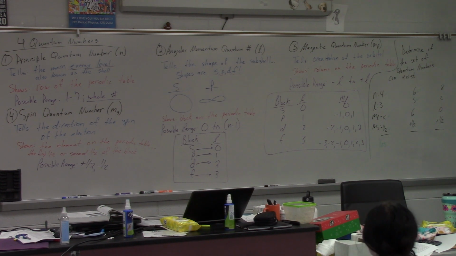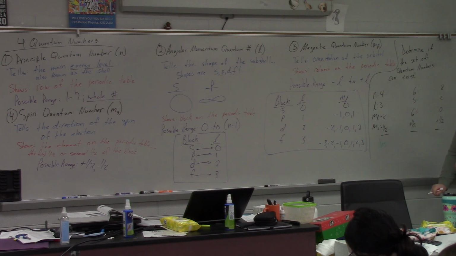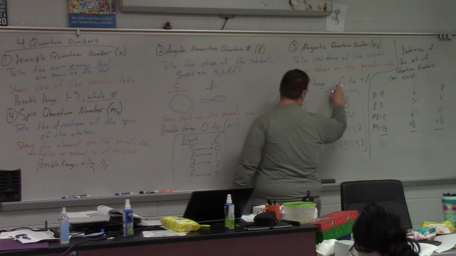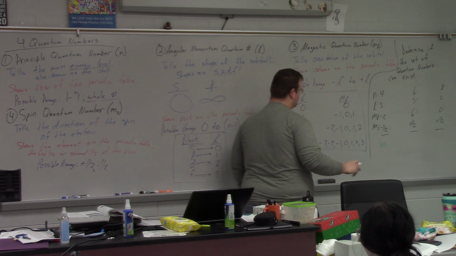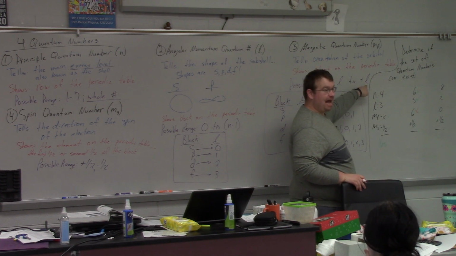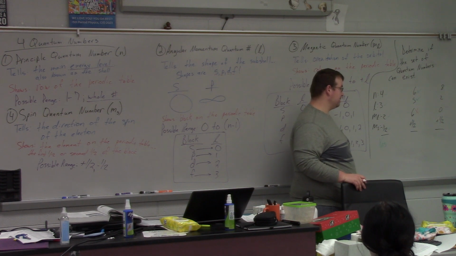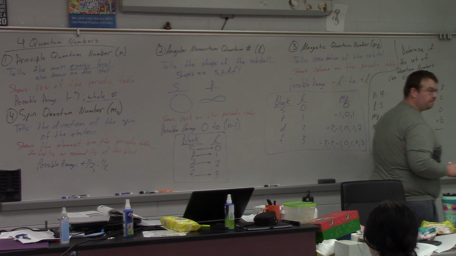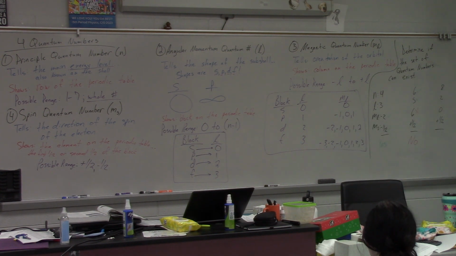Right, here's the problem. M sub L cannot be 6. The reason it cannot be 6 is that M sub L has a possible range from negative L to positive L. So look at what we have. We have L as 5. The highest I can go is 5. It cannot be 6. This cannot exist. Understand how to do this? If you stop there, you don't go down. There's no point. Why do I need to check the spin quantum number? The magnetic quantum number can't exist.